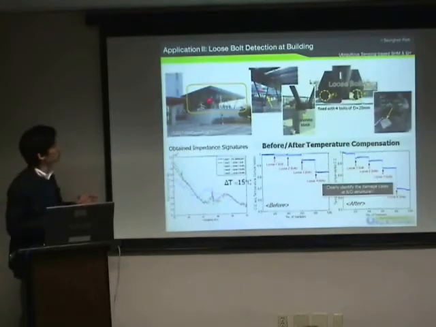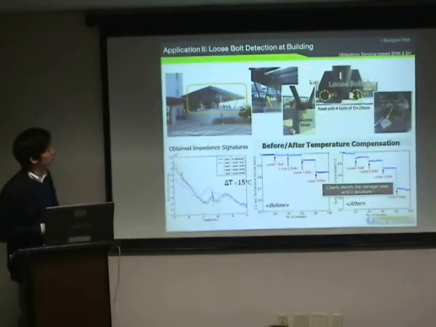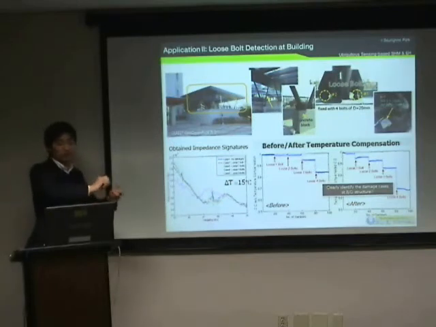Okay, this is another example to detect loose bolts in building structures. You can see here steel columns and a concrete block. There are 4 bolts here. So by using PZT sensors and the sensor node, we can detect the loose bolt condition. Also, this is an artificial loose bolt, not a real loose bolt.